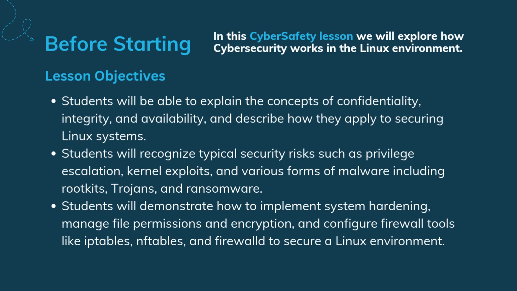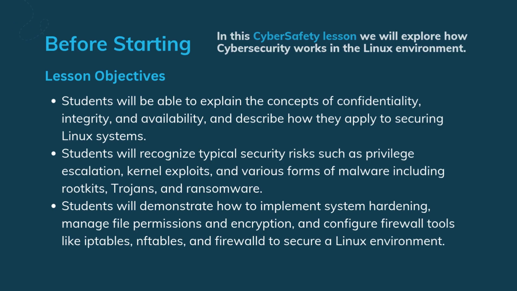First, we'll break down the big cybersecurity principles, confidentiality, integrity, and availability, and see how they play out in real Linux environments. Then we'll take a look at common threats like privilege escalation and malware, what they are, how they happen, and how to recognize them. And finally, we'll talk about what you can do to secure a Linux system using tools like permissions, encryption, and firewalls. By the end, you'll have a solid foundation to build on.